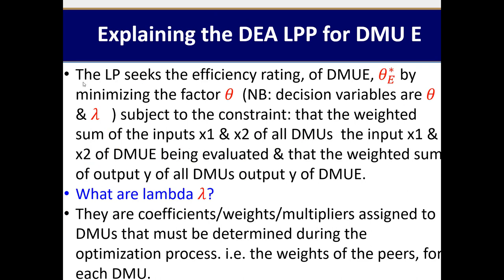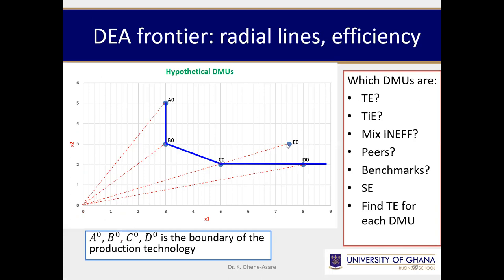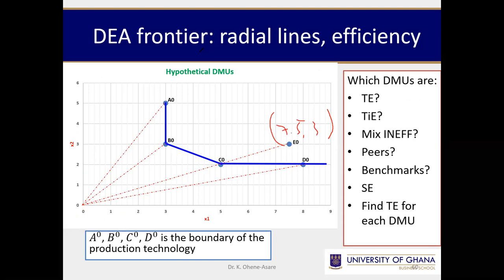Now the interpretation is clear. The DEA linear programming seeks an efficiency rating, which is the theta, by minimizing the factor theta. So the whole idea, when you come here, is that you attach theta. You guys have to understand what we are doing. The values here are 7.5 and 3. And what you are doing is attaching theta to 7.5 and attaching theta to 3. It is this theta that is going to help move the input to the target.